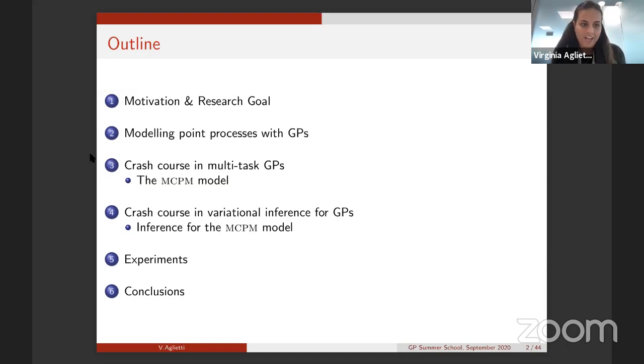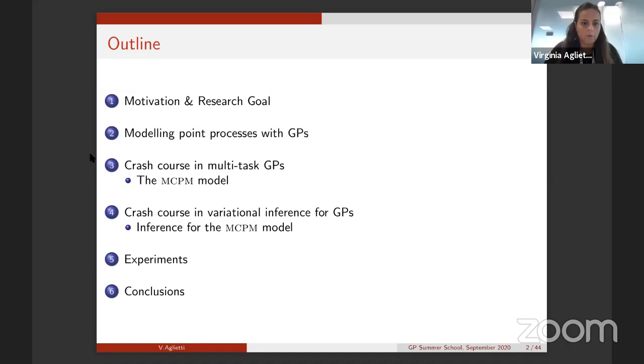I'll then stop for a second and give you a very quick introduction to multitask GPs that we need to look at multitask models for point processes, and specifically I'll look at the details of a model that we call the multitask Cox process model, MCPM, that we introduced in a paper that was published last year in AI Stats. I'll then speak about inference in this kind of models.